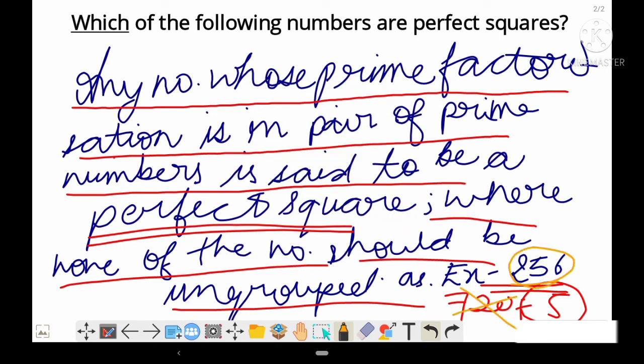perfect square. But 256, all the prime numbers, meaning 2s, were in groups in pair of 2. Of course, a pair is a group of 2. The pairs of 2s were present there, therefore 256 is called a perfect square. And the numbers which follow the rule of prime factorization as 256, they will be called perfect squares.